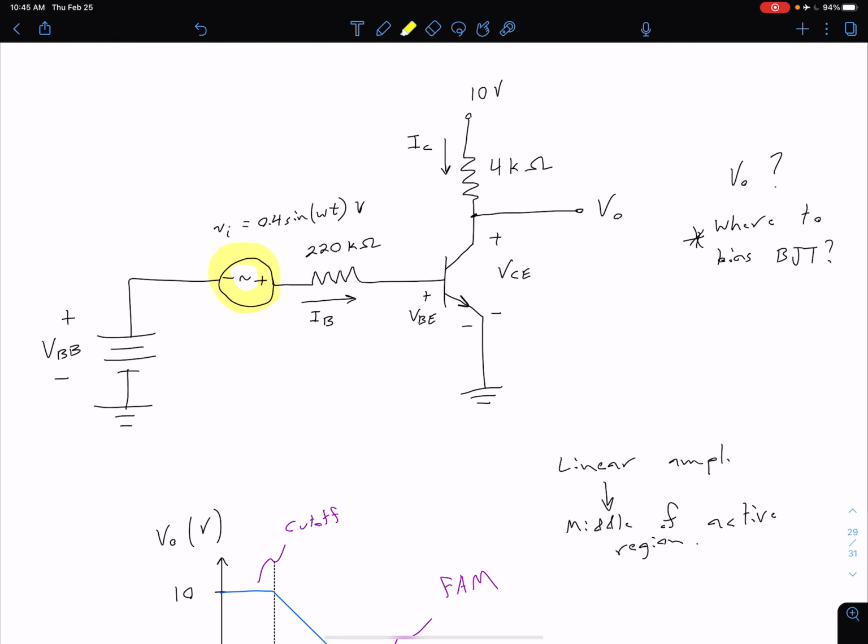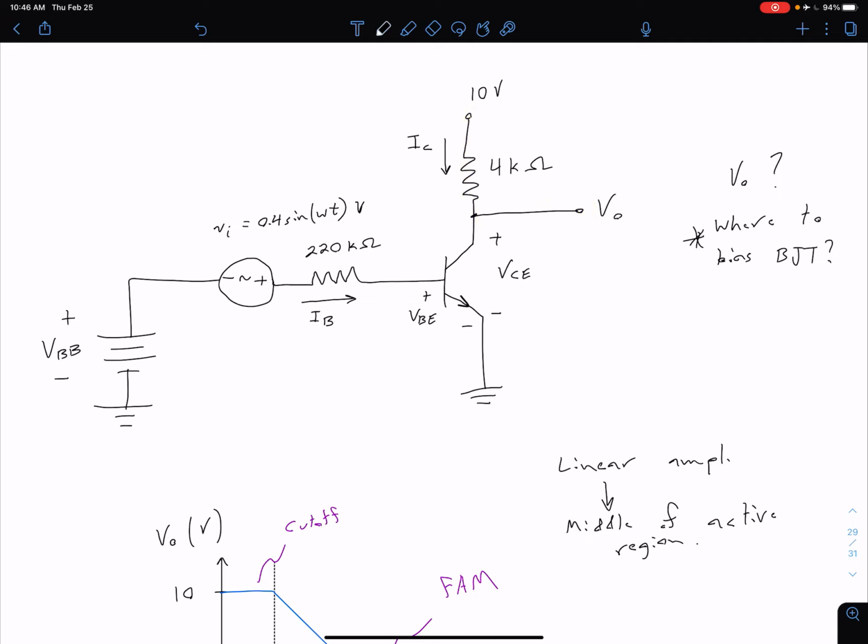So again, we ignore this AC component, so we could short that out. We could do our analysis just like we did in the previous example. We find our base current by analyzing this base emitter loop. From our base current, we can find our collector current because we're in forward active mode, so IC equals beta IB. Once we know the collector current, we can figure out the voltage drop across the resistor. And then finally, we just subtract that voltage drop across the resistor from 10 volts to get our output voltage V out.